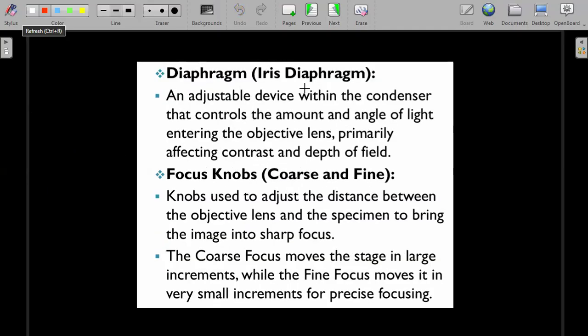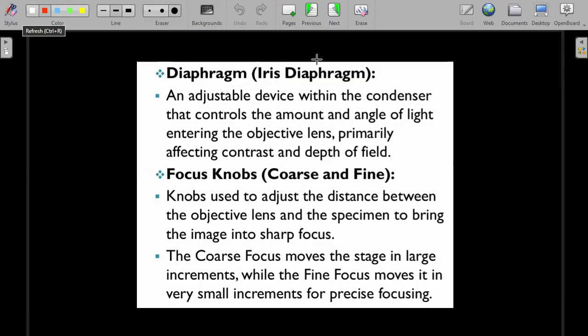We also have the diaphragm. Okay, what's the function of the diaphragm? So it's the one that controls the amount and the angle of light entering the objective lenses. Okay, so that's the function of your diaphragm, isn't it?